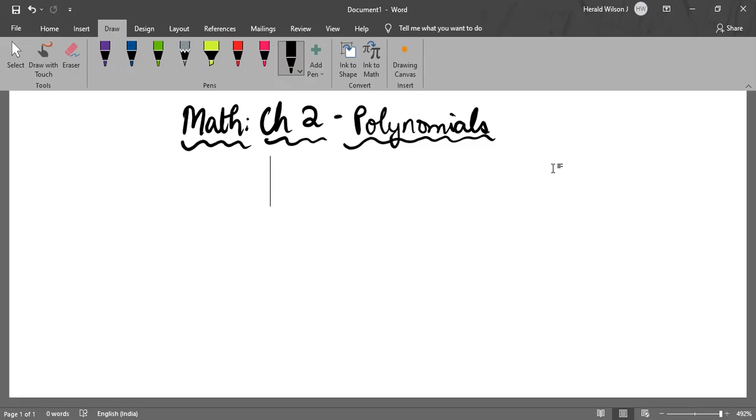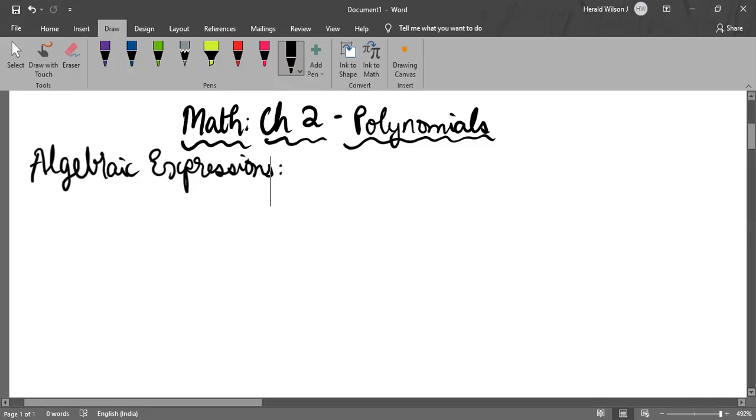Okay, so let's start. Firstly, let us know what is algebra. What is algebraic expressions? So what exactly is algebraic expressions? Algebraic expressions is nothing but a combination of variables, constants, and mathematic operations. Variables, constants, and mathematic operations. Okay, we will discuss what is variables, constants, and mathematical operations in depth.